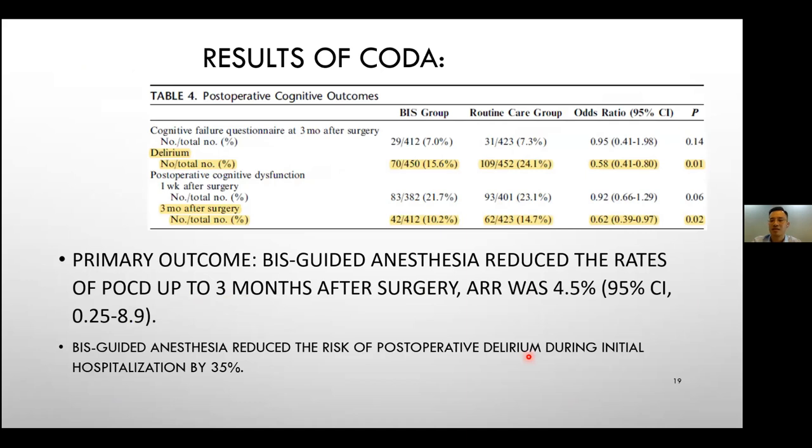The CODA study successfully showed that BIS-guided anesthesia reduced the rate of post-op cognitive dysfunction up to 3 months after surgery, as their primary outcome. BIS-guided anesthesia also reduced the risk of post-operative delirium during initial hospitalization by 35%. These results have given the anesthesia community a very good signal about the beneficial use of processed EEG in the elderly population to reduce post-op neurocognitive dysfunction.